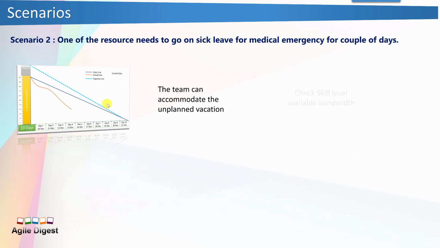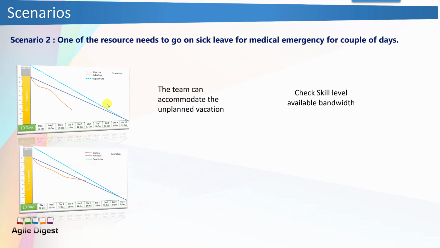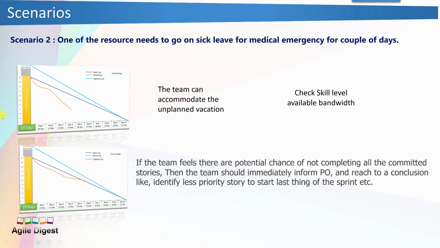The team accommodates the unplanned vacation and checks skill level and available bandwidth. So what is the skill level of the person going on leave, and the available resource bandwidth at the same skill level. Now if this is not the case, then it is not a very good scenario for the team who has someone absent or going on emergency sick leave. If the team feels there are potential chances of not completing the committed stories, then the team should immediately inform the product owner and reach a conclusion, like identify a less priority story to start last thing of the sprint. So that kind of thing.